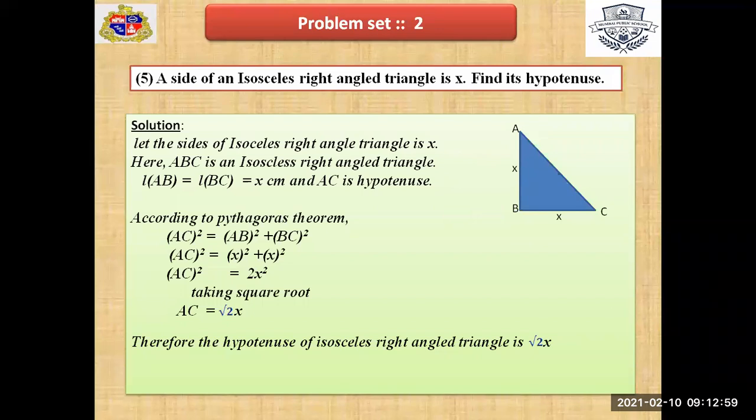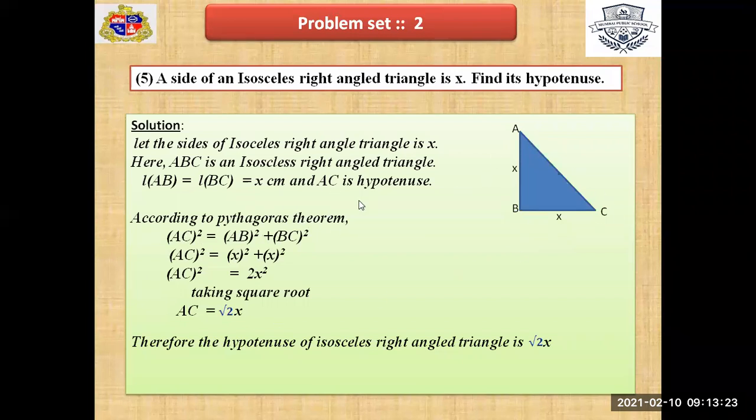Okay, students. So first we write the solution. Let the sides of the isosceles triangle be X. Okay, this side is X and this one is X. ABC is an isosceles right angle triangle. Therefore, according to the properties of an isosceles triangle, the length of AB is equal to the length of BC, X centimeter. And AC is the hypotenuse.